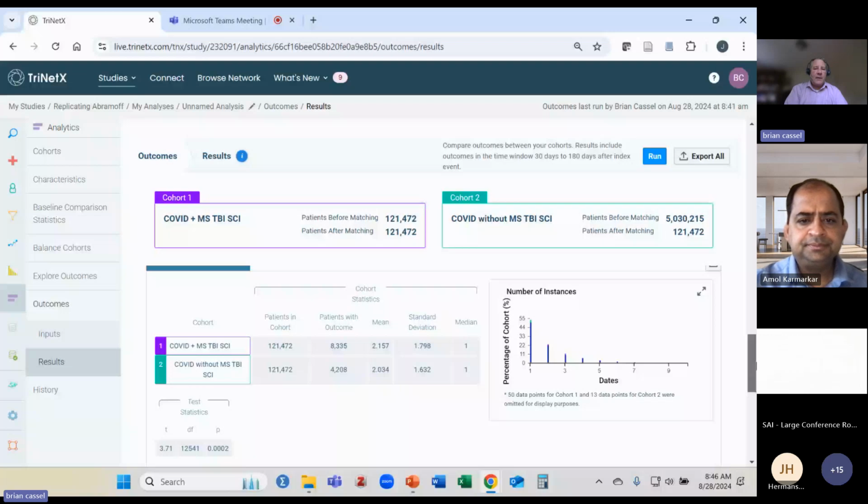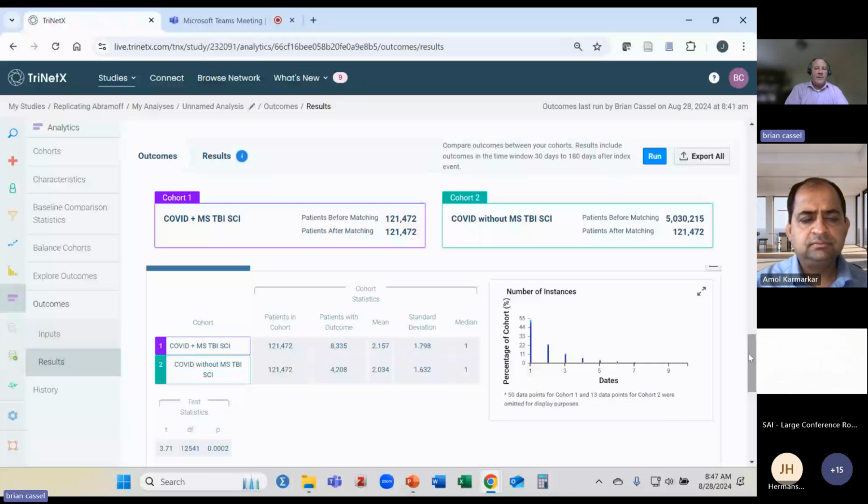The other thing I did for this particular outcome was number of instances, again, following what they had done in the published article. So now it's saying, okay, of the patients with the outcome, does the number of instances differ between the two groups? I have a huge sample size here. So even though my difference is pretty small, 2.0 versus 2.2, it's statistically significant. The number of hospitalizations is higher, 2.12 versus 2.03, higher in the TBMS SCI group.